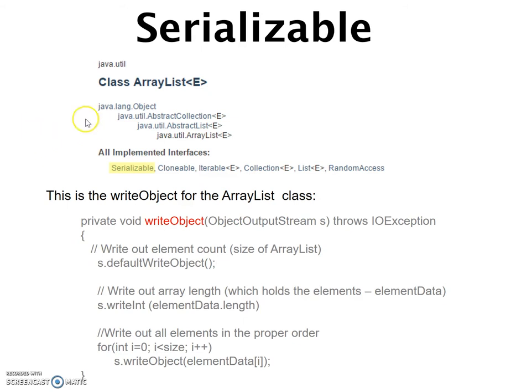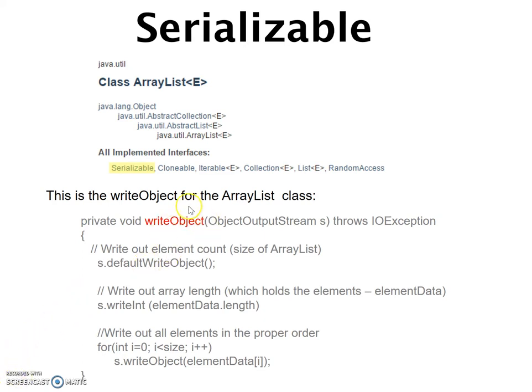Let's take a look at the ArrayList class, which is part of the Java Collections framework. And you'll notice that it does implement the interface Serializable. It also provides a readObject and a writeObject method, which describes how to take an ArrayList and convert it into an object stream, and then how to take an object stream and reconstitute it back into an ArrayList.